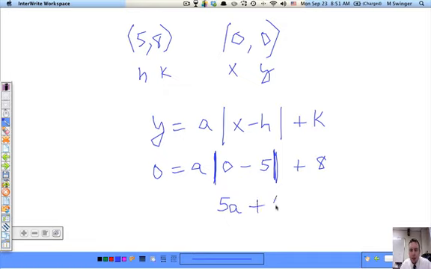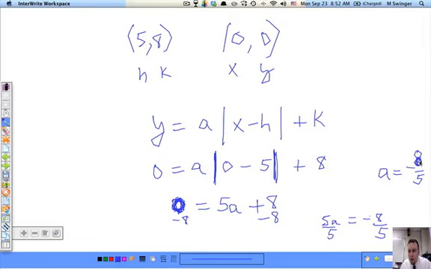5a plus 8 equals, this side is 0. Solve for a. Minus 8. So 5a is equal to -8. And then divided by 5. a equals, leave it, -8 fifths. Alright, we have a.